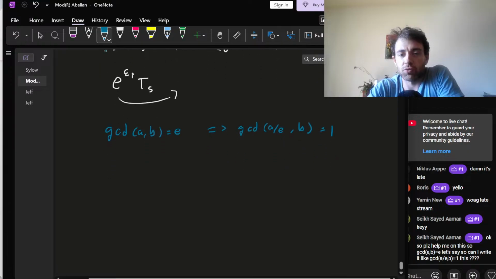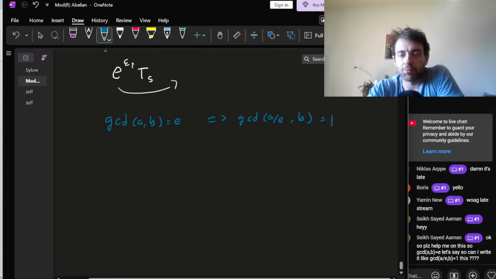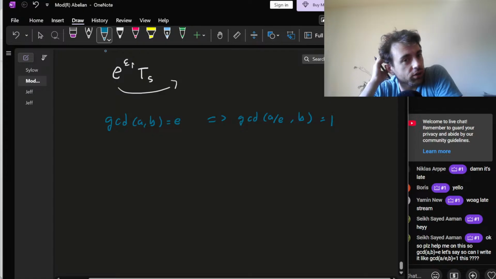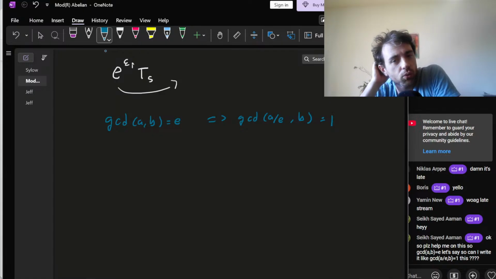So how could we prove this? Well, we could just try doing it directly using the definition, right? So, what's the best way to say this?